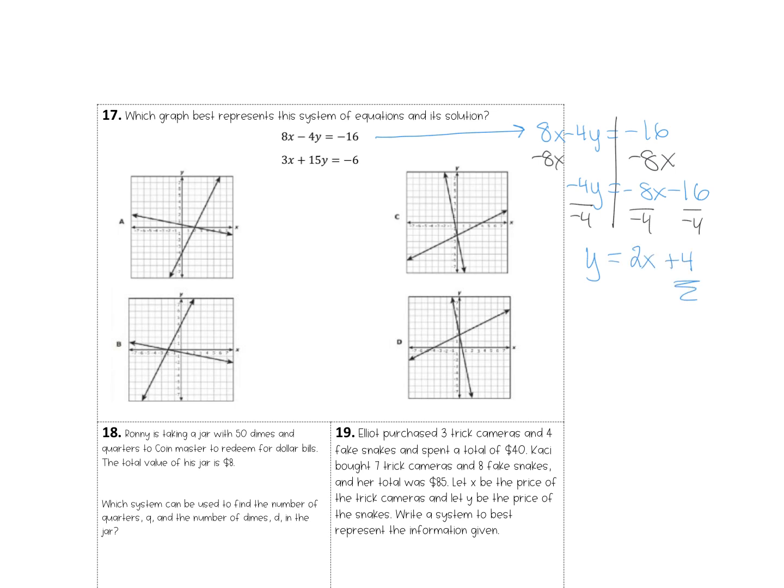So one of my graphs should have a y-intercept of 4, a positive 4. This one does not. This one does not. This one does not. And this one does. Without even having to do the other one, this one is the only one that has the right y-intercept of 4. So answer B is the only answer that could be the possible answer.